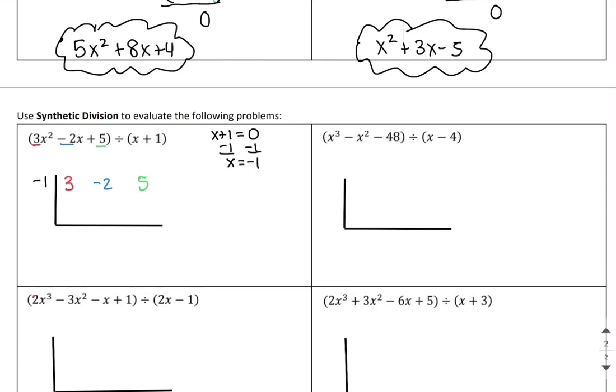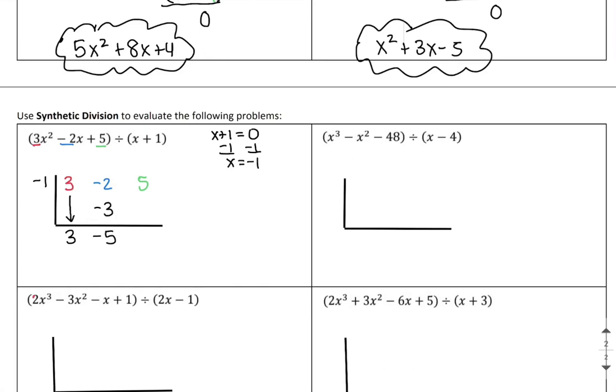First thing I'm going to do is bring down this 3. Then I'm going to multiply negative 1 times 3, and that's going to be what I put here. So negative 1 times 3 gives me negative 3. Now I'm going to add these two numbers together. And when I add them together, I'm going to end up with negative 5 on the bottom.